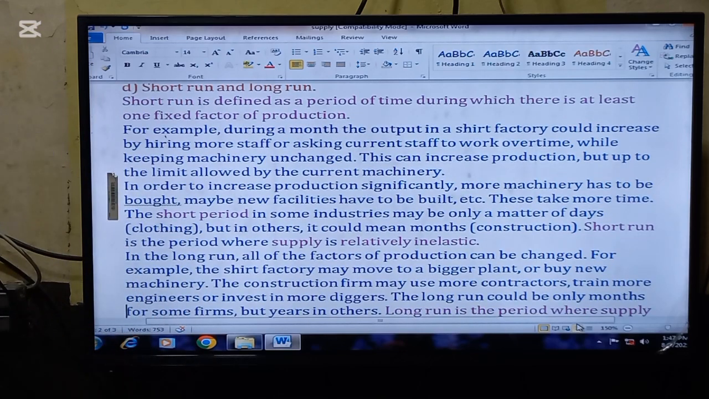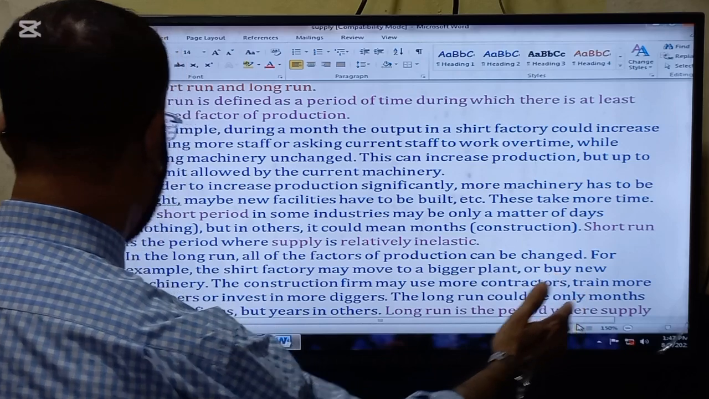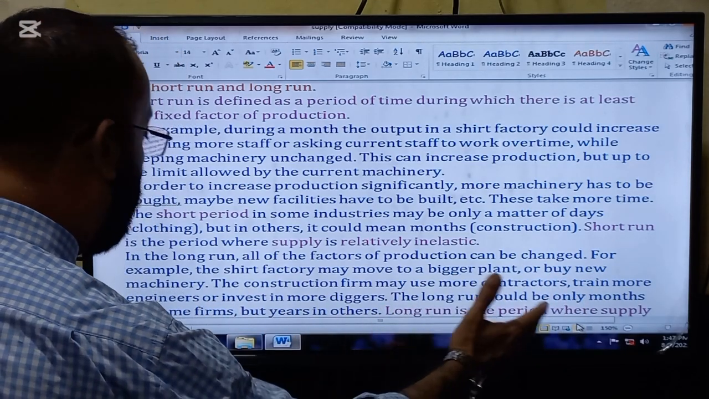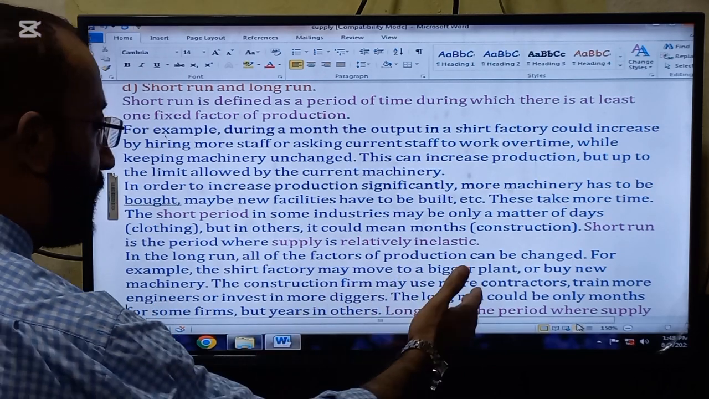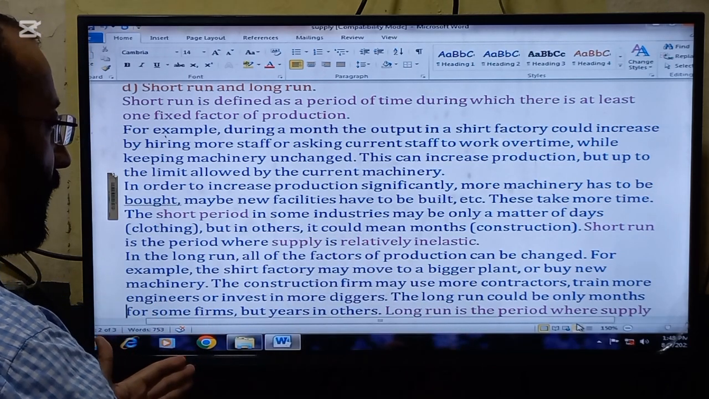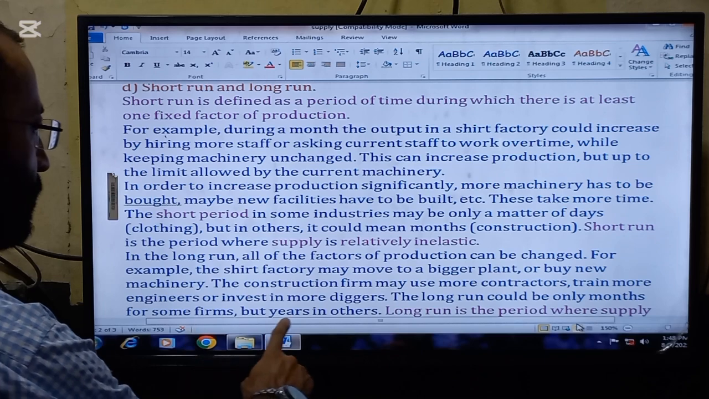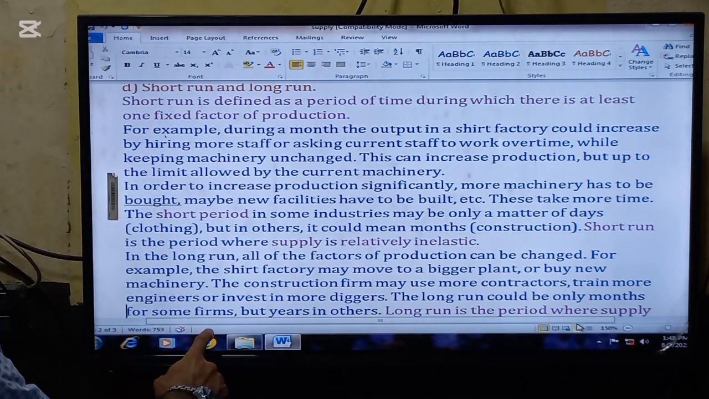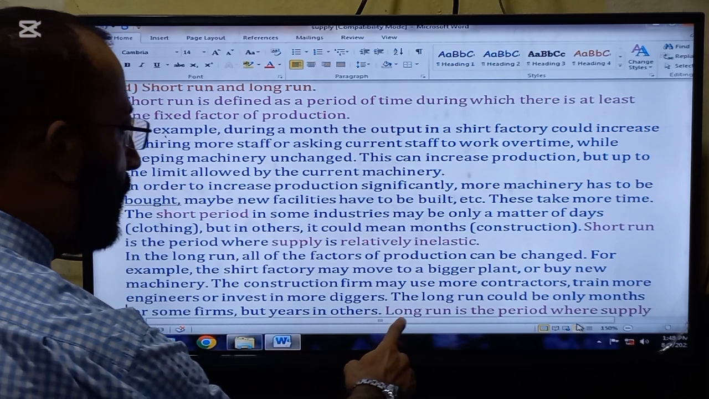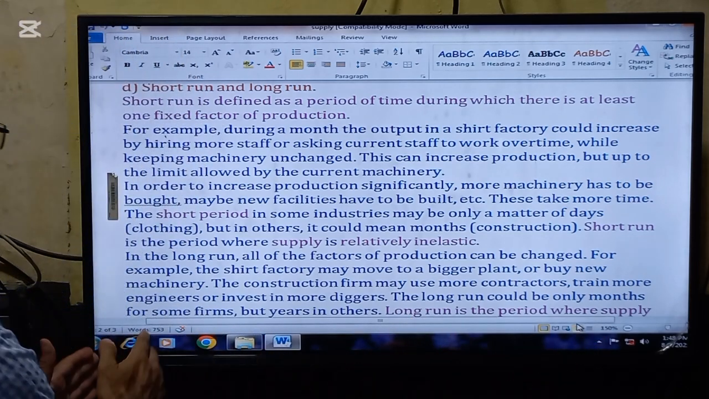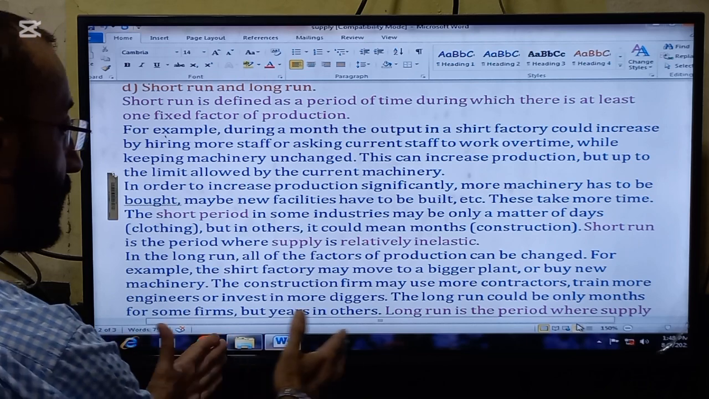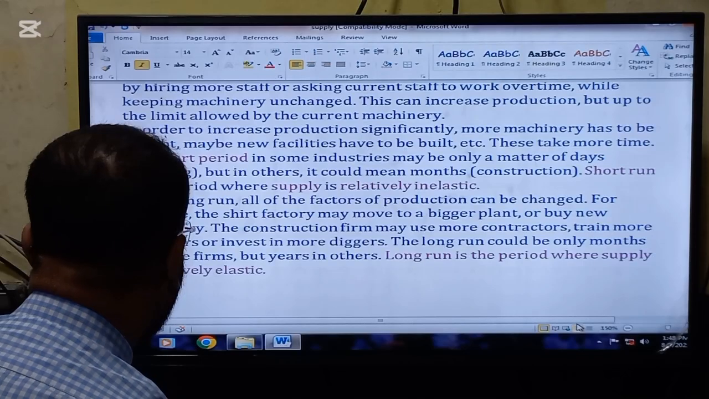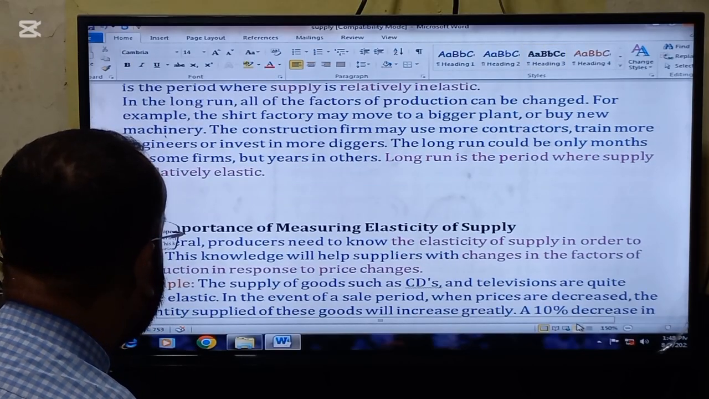In the long run, all of the factors of production can be changed. For example, the shirt factory may move to a bigger plant or buy new machinery. So if this is done, production will be increased and supply will be increased. The construction firm may use more contractors, train more engineers, or invest in more diggers. The long run could be only months for some firms, but years for others. Long run is the period where supply is relatively elastic.